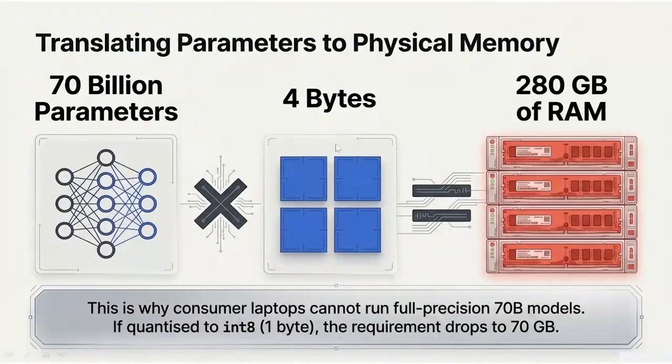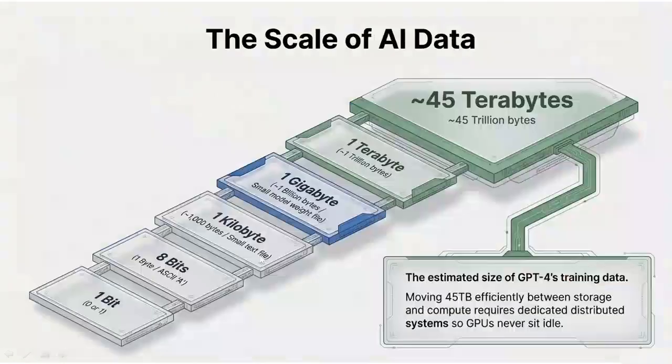For instance, you have a 7 billion parameter model that you want to run. You have to multiply it by 4 bytes, which will give you a 280 gigabyte requirement of RAM for you to be able to run that model. If we talk about the scale of AI data, you can see that it moves from bits to kilobyte to gigabyte to terabyte and to petabyte. The estimated size of GPT-4's training data is 45 terabytes. This is what the information here is trying to relay.